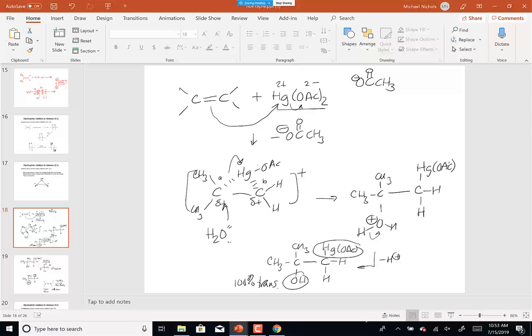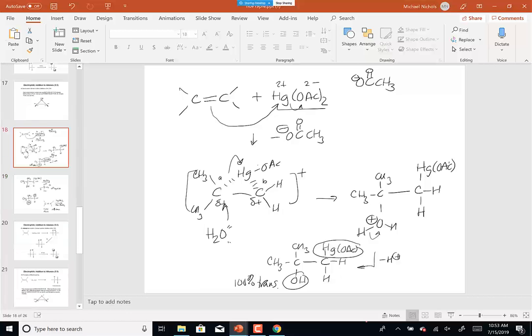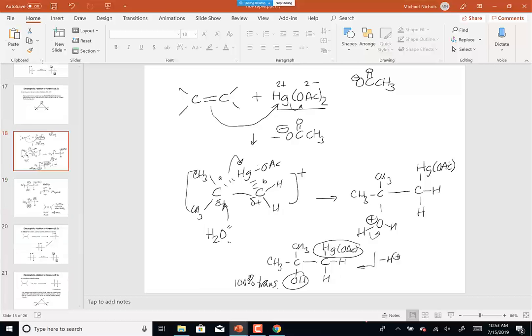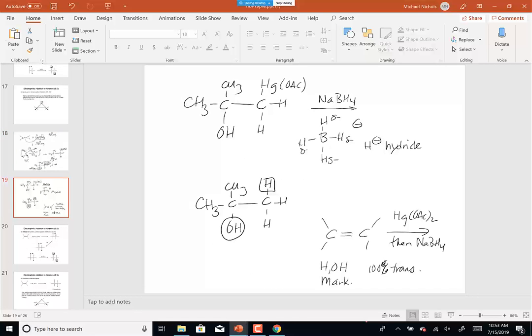You add the mercury with two acetates. And then what happens is the pair of electrons attacks the mercury and kicks off an acetate. So the acetate's leaving. So this is a two-step process. So I can accomplish this reaction if I want to add HOH Markovnikov.